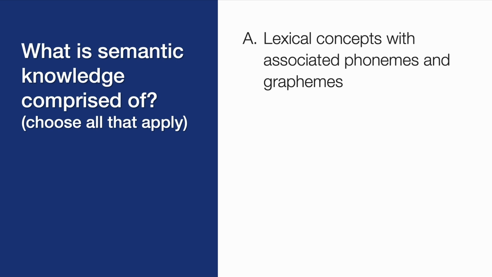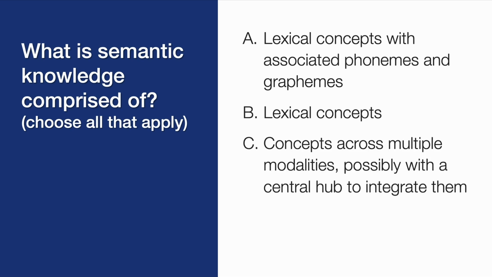Next one, what is semantic knowledge comprised of? Choose all that apply. A. Lexical concepts with associated phonemes and graphemes. B. Lexical concepts. C. Concepts across multiple modalities, possibly with a central hub to integrate them. And or D, multiple episodic memories.